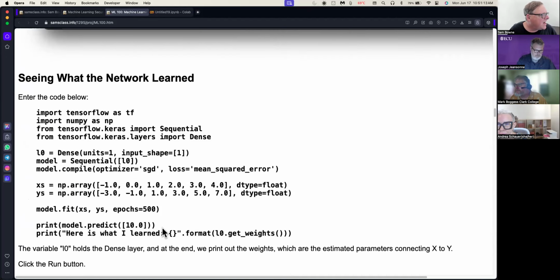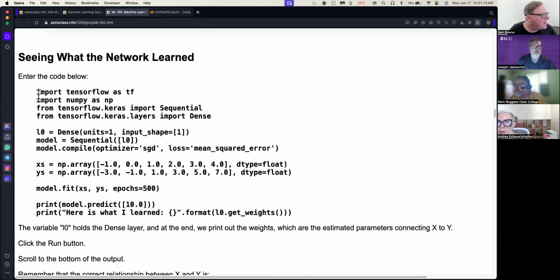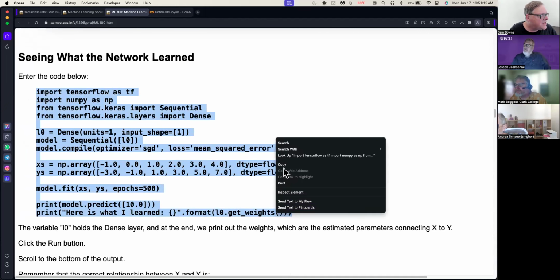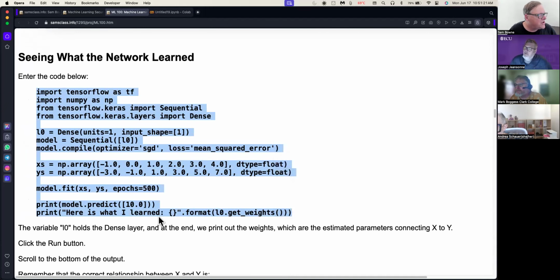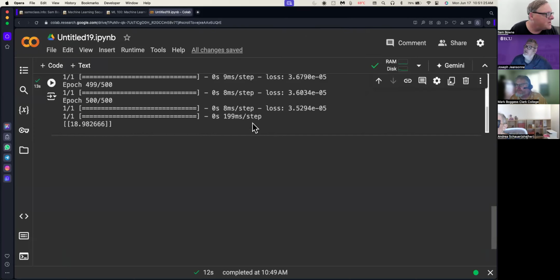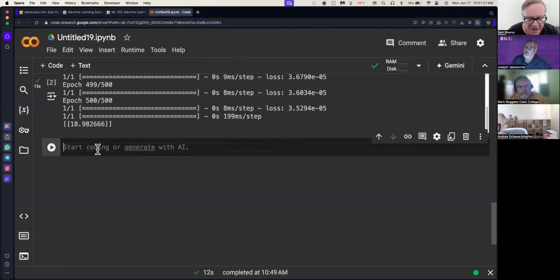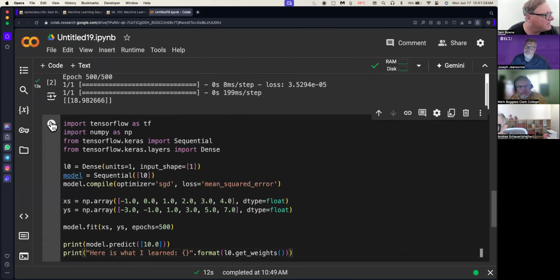So if you want to see what it learned, this will do it again. And then at the end, instead of just showing me the prediction, it's going to show me the weights. The weights are those parameters, M and C. So I'll put this one in here and run it.